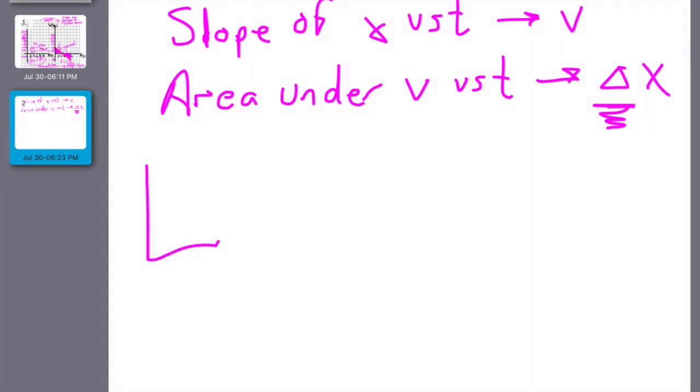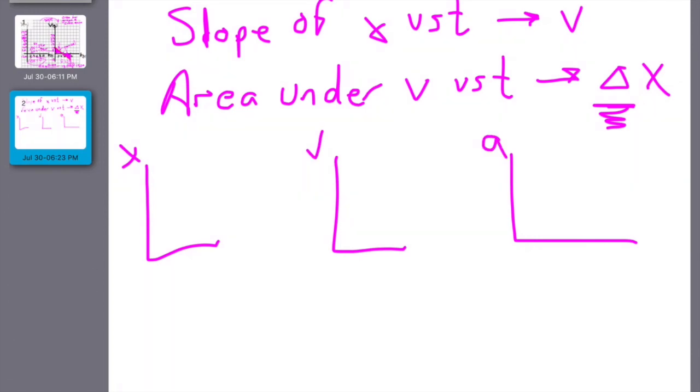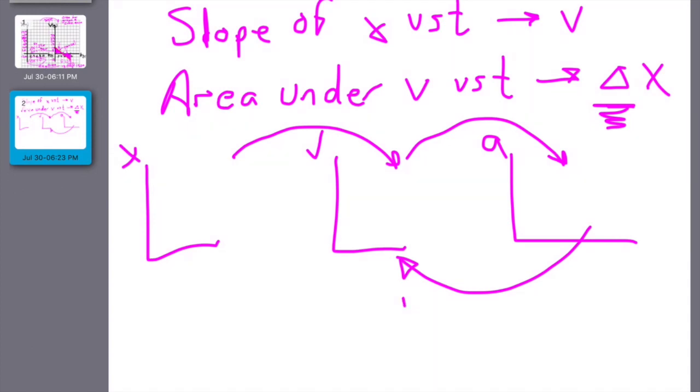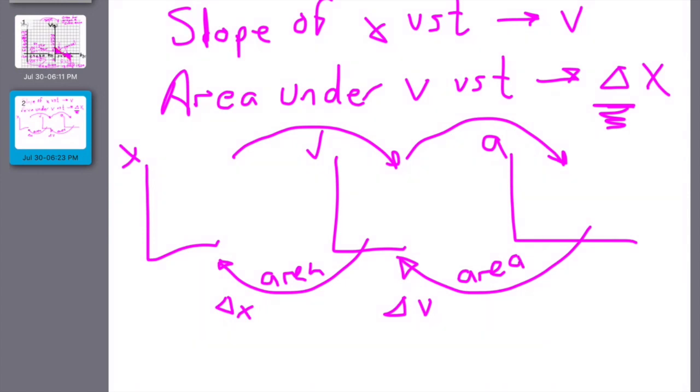What we're ultimately going to have is this structure where you have position, velocity, acceleration. The slope of position versus time gives you the velocity, the slope of velocity versus time gives you acceleration, the area under acceleration versus time gives you the change in v, and the area under velocity versus time gives you delta x. Okay, and at some point, once we get to acceleration, I'll actually talk about calculus for those of you that are taking calculus.